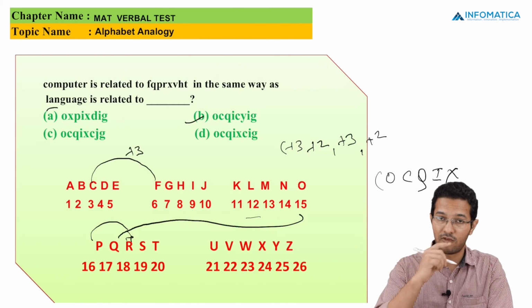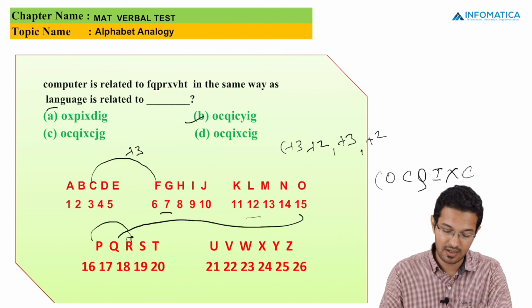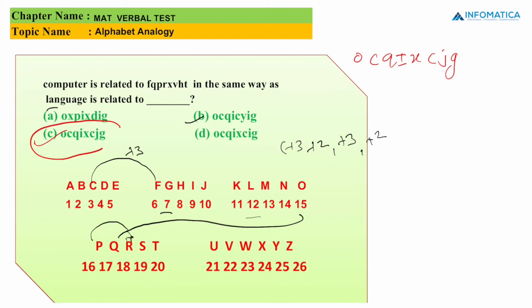Now is the time for plus 2. Now if I add plus 2 to A, I'll be reaching C. If I add plus 3 to G, G is right now number 7, and if I add plus 3 to it, I'll be reaching J. And I'm left only with one, which is G. I'll be getting something like O, C, Q, I, X, C, J and G, which is nothing but option C.